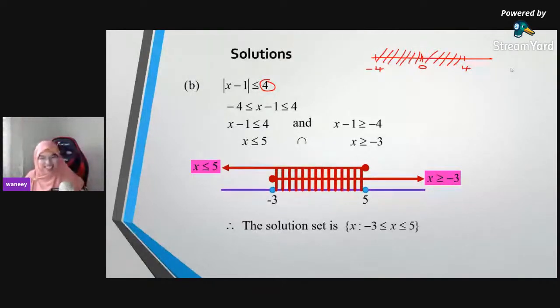The solution set is x in between -3 and 5, so including -3, including 5.